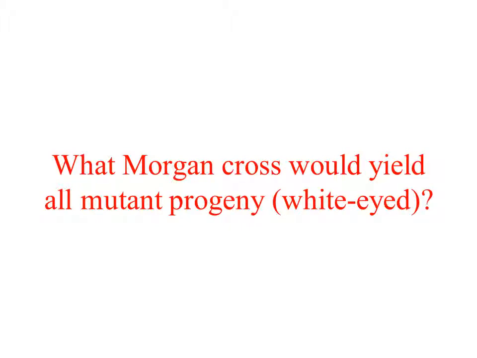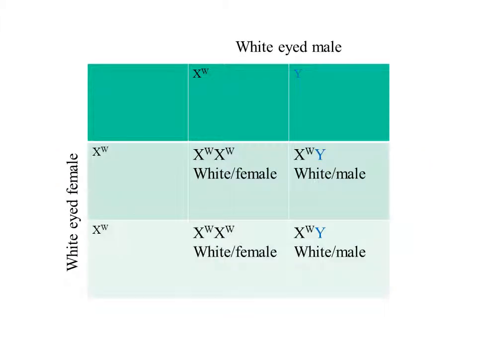What Morgan cross would yield all mutant progeny? If you are not complete with this assignment, please push pause. If you crossed a white-eyed female and a white-eyed male, you would get all white-eyed progeny.